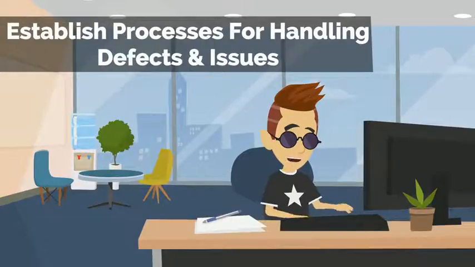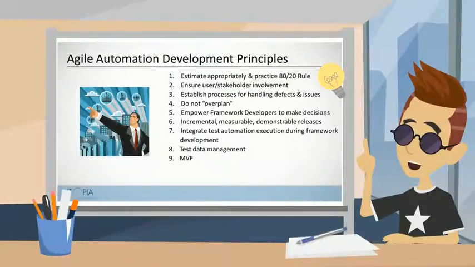This is Brett Haase with Utopia Solutions talking about the 9 Agile Automation Development Principles. Today, we are talking about principle number 3, which is establishing processes for handling the dreaded defects and issues.